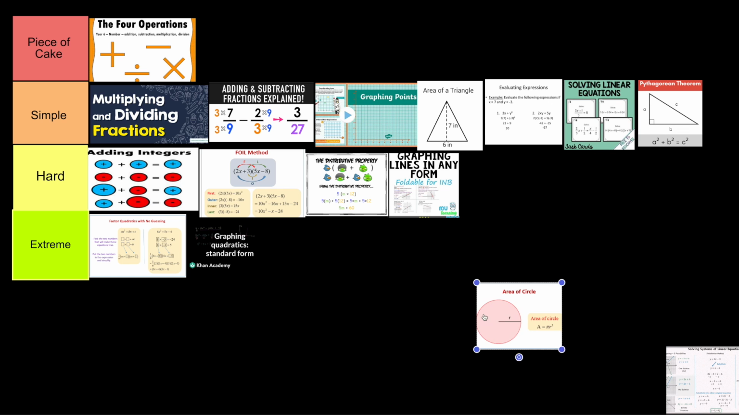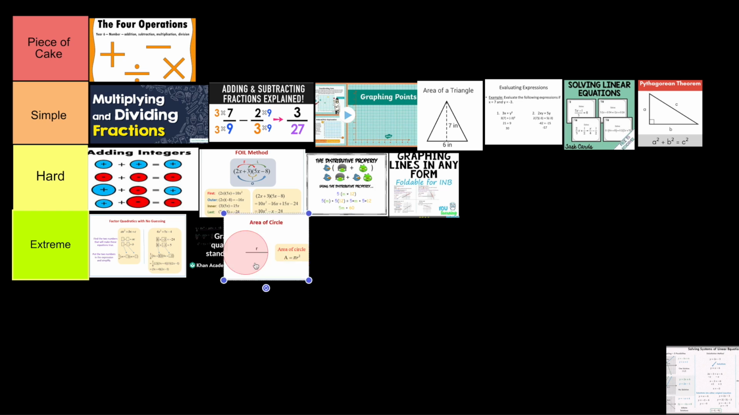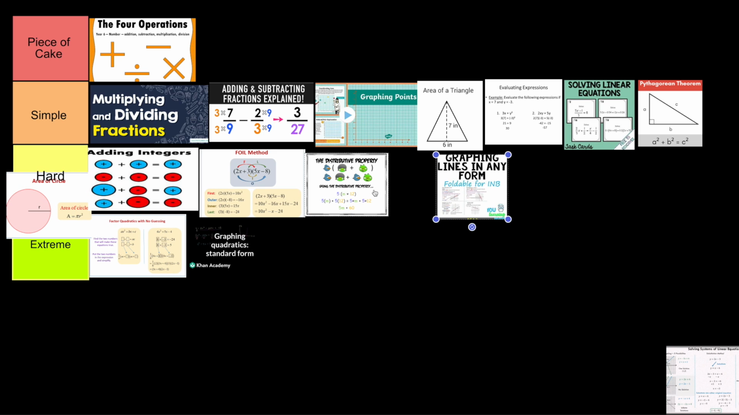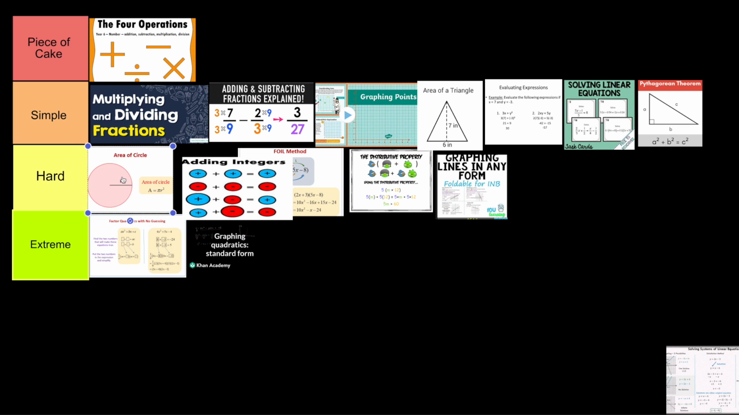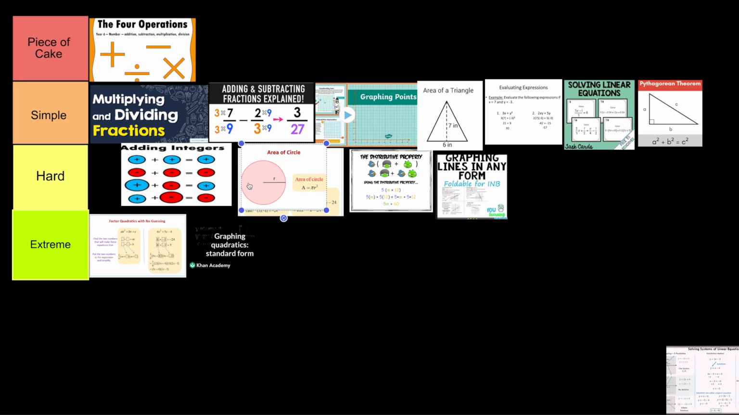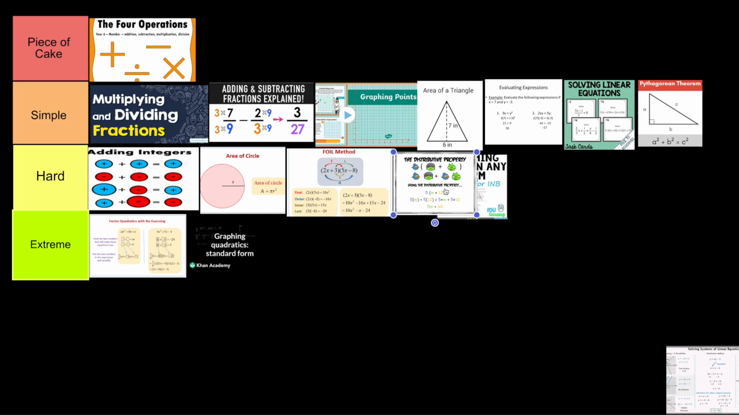Area of a circle. I think it's actually pretty hard because it's not that intuitive. You can't really just look at a circle and know automatically it's pi r squared, right? You actually have to memorize the formula, and there's no good way of estimating or anything like that. It's just a formula, and it's also pretty difficult to prove.